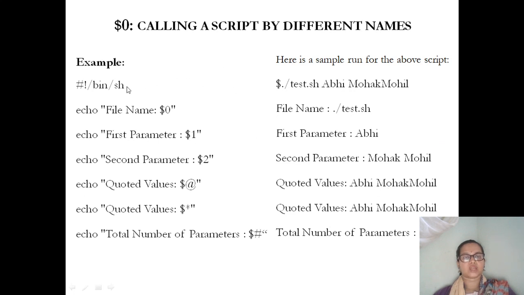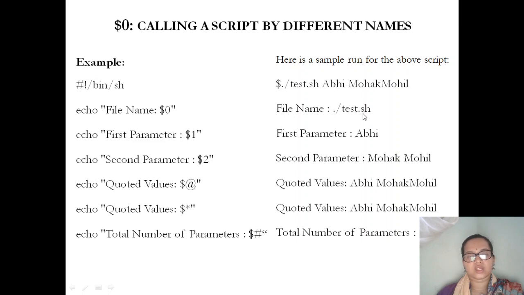Okay, so these are the examples where we can see the output as well as how it has been recognized, the question and the output. You see here it is an example of how we have echoing, and this is the output which we are getting. So first, echo file name $0. I will run my file where I have given two words, Abhi, Mohak Mohil. Abhi is the first word and Mohak Mohil is the second word.